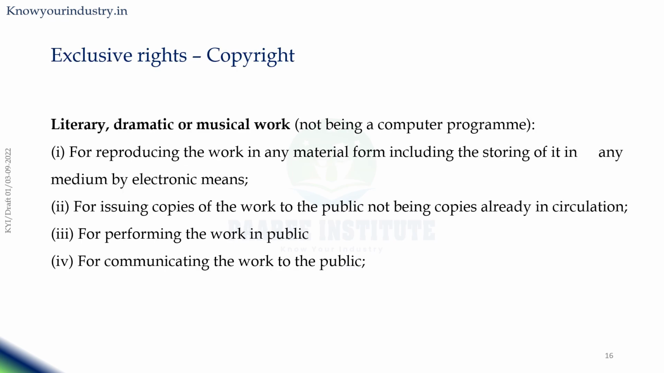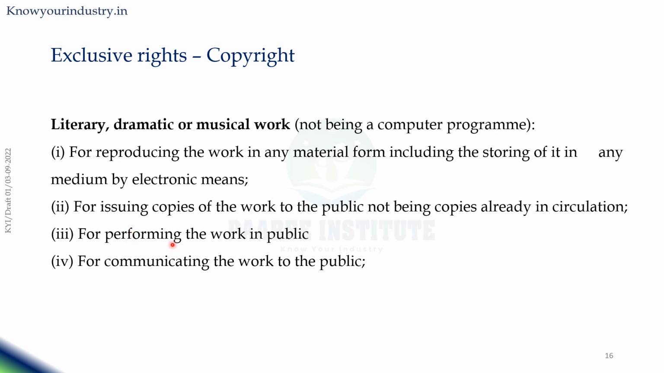In this slide, we are going to discuss what are the exclusive rights associated with different types of works under copyright protection. Say you got copyright protection for your literary, dramatic or musical work, not being a computer program. Then what are the exclusive rights you have? You have the right to reproduce the work in any material form, including the storing of it in any medium by electronic means. You can reproduce, you can store. You have the right to issue copies of the work to the public, not being copies already in circulation.